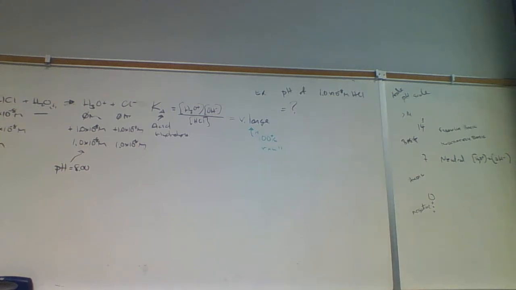But what happens is I don't get a full two, unless I'm at infinite dilution. If I'm at infinite dilution, then it's going to behave ideally. It's going to split up into ions. But as soon as the solution gets more and more concentrated, the ions see each other, and the ions can be attracted to each other, and we have ion pairing occurring. And so here, the ion pairing is minimal.